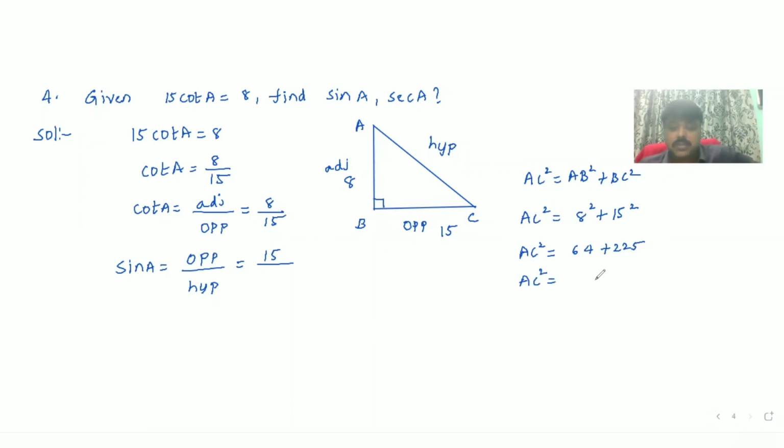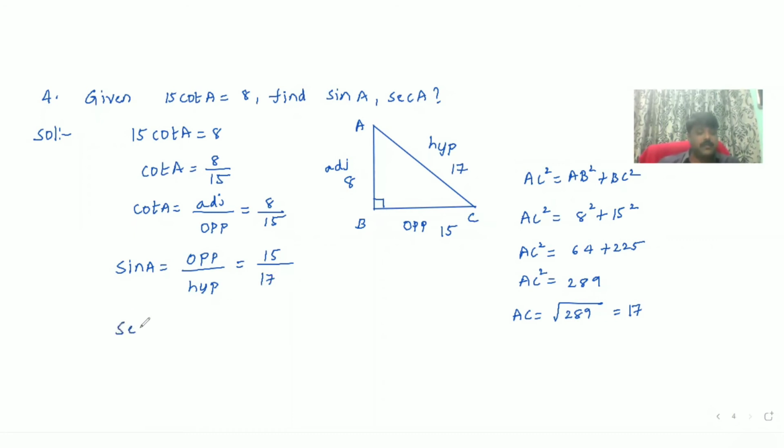AC square equals 289. AC equals square root of 289, which is nothing but 17. Hence, we got the value of the hypotenuse as 17. And sin A equals 15 by 17.